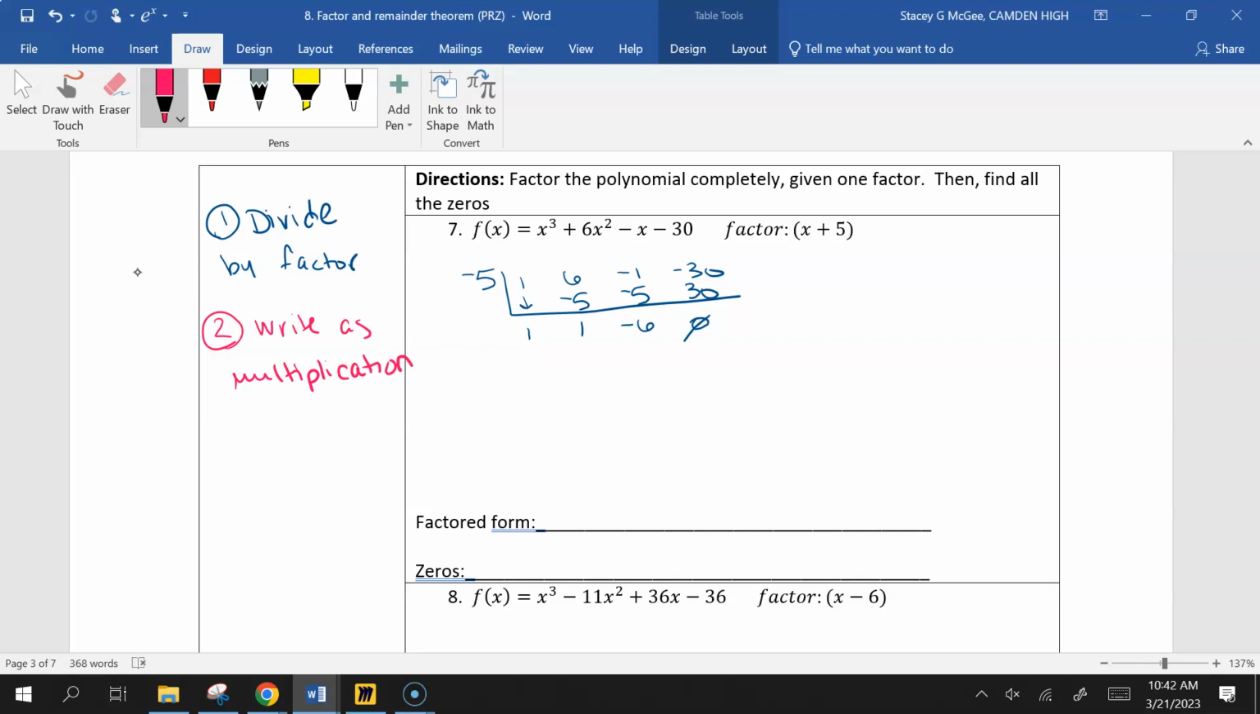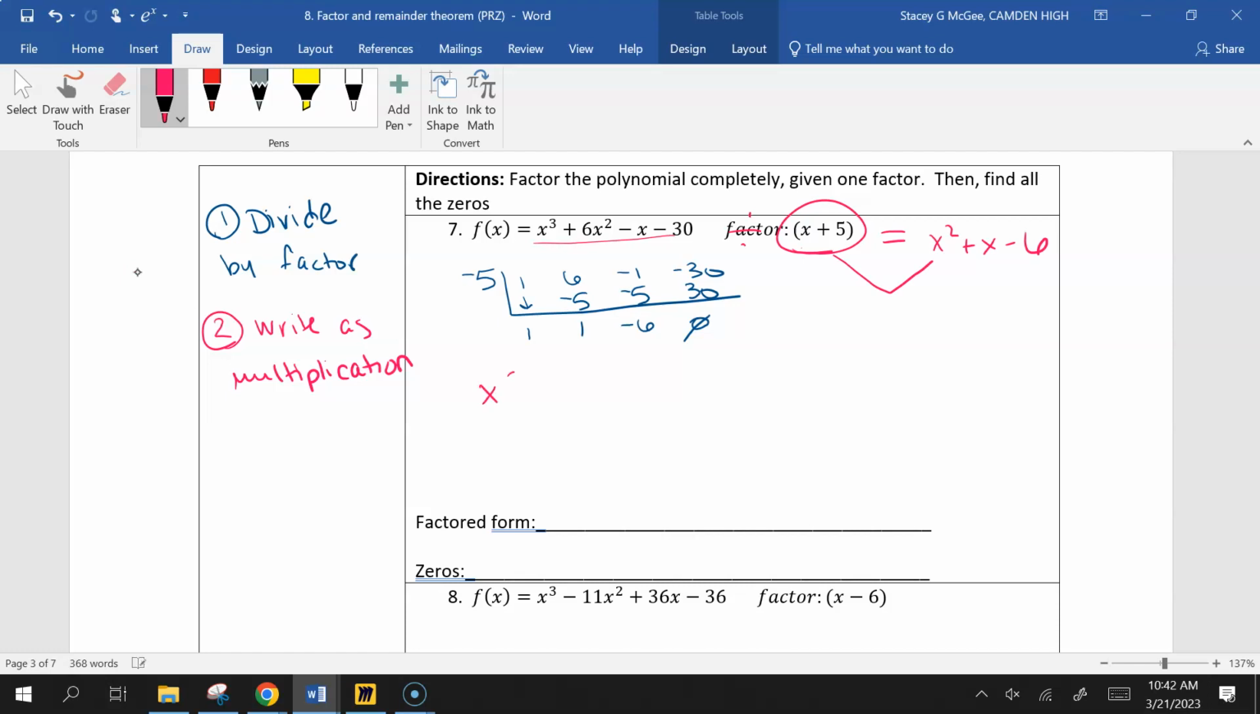What exactly do I mean by that? I mean, take the answer that you got. This was the factor, right? This is just like that 6 divided by 3 equals 2, and I wrote it as 3 times 2. Well, this divided by this equals x squared plus x minus 6. So instead of writing it this way, I'm going to write it as these two multiplied together.